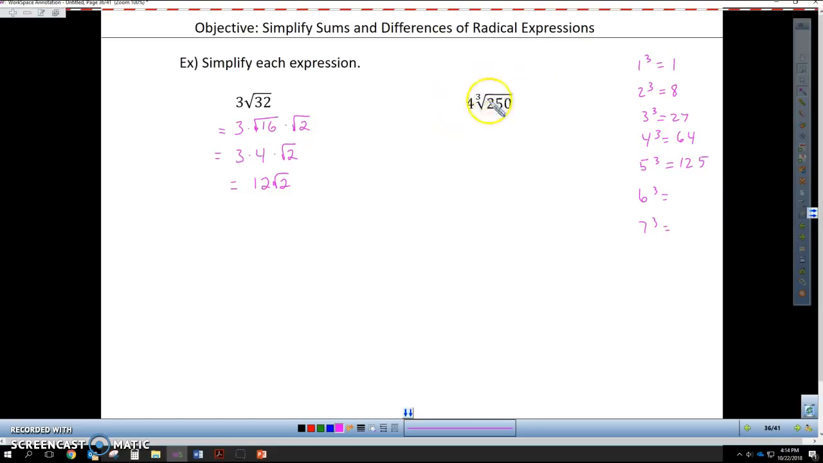But I have 4 cubic root of 250. So I can simplify this. This is 4 times the cubic root of 125 times the cubic root of 2. Well, the cubic root of 125 is 5. So I have 4 times 5 times the cubic root of 2, which is 20 cubic root 2. Okay, and these would be our final answers.